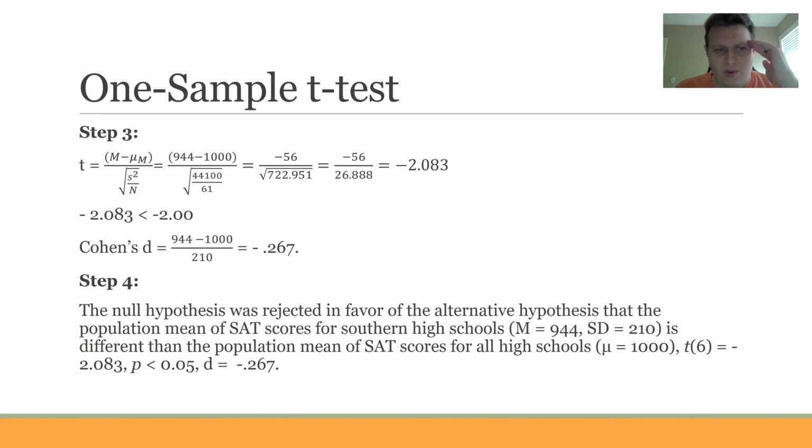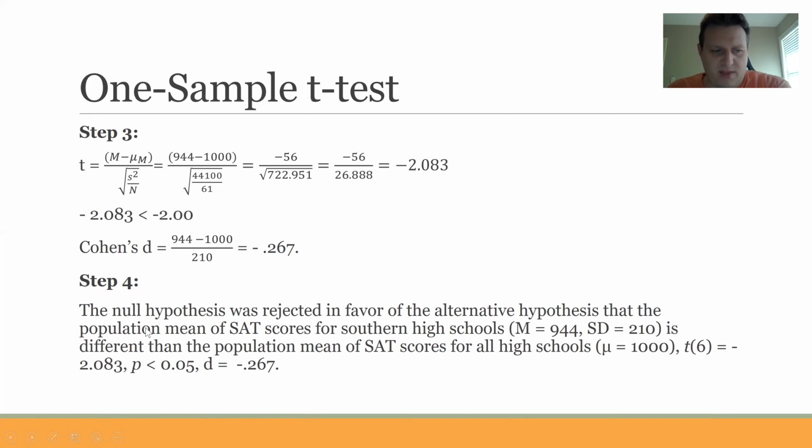Again, we're not done. We need to calculate Cohen's d. I'm looking at what the sample standard deviation is. When we take the square root of 44,100, it gives us 210. So this gives us a Cohen's d of -0.267. How do we write this up?